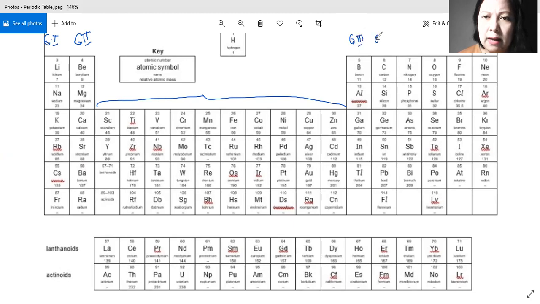And then the one that has carbon is group 4. And then the next are group 5, group 6, group 7, and then group 8 at the end. Later on in AS level, we will learn about the groups that we somehow skip first. This one is what we call transition metals or transition elements.